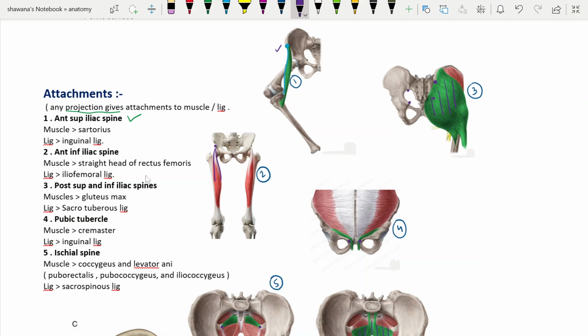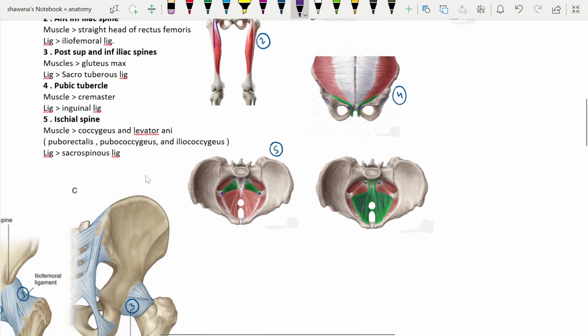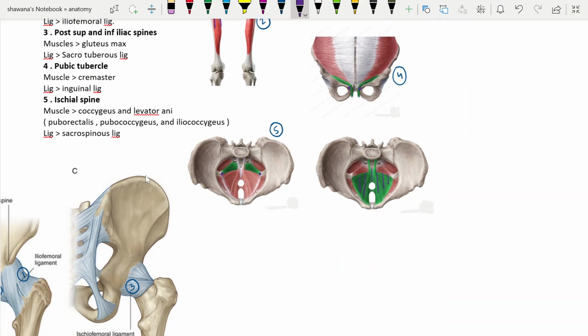So let's revise. First is the anterior superior iliac spine. It gives rise to the sartorius. Second is the anterior inferior iliac spine, which gives rise to the straight head of the rectus femoris. The posterior superior and inferior iliac spines give rise to the gluteus maximus. The pubic tubercle has attachment to the cremaster muscle, and the ischial spine has attachment to the coccygeus and levator ani, which is the pelvic diaphragm. We can also say that.